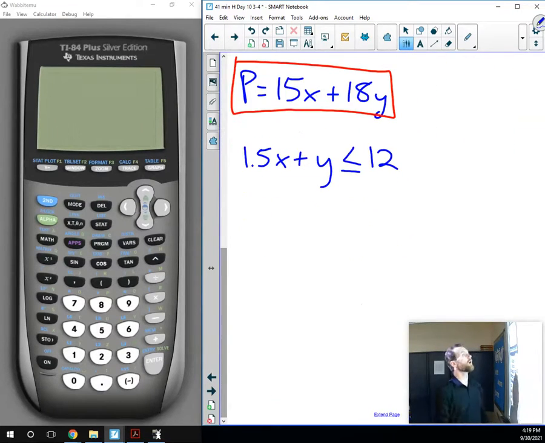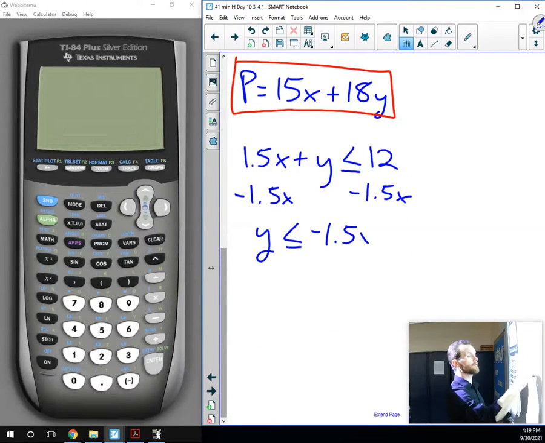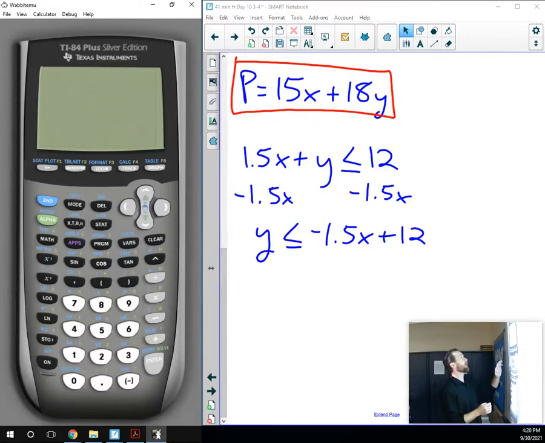Now all we do is get y by itself. I'm going to take away 1.5x from both sides, and that's all we have to do. We get y is less than or equal to negative 1.5x plus 12. Now we just need the graph. I go y equals, oh, gotta turn it on. Y equals, let me clear the old ones out. Clear. Go back up, and it's negative 1.5x plus 12.